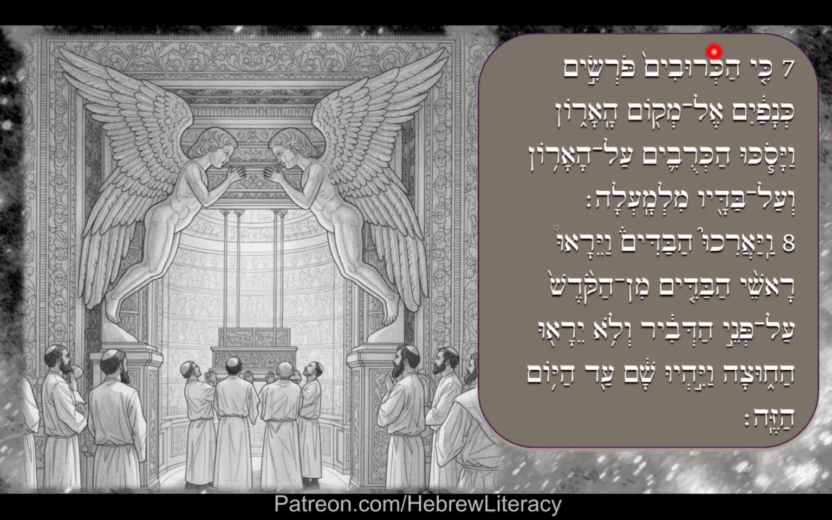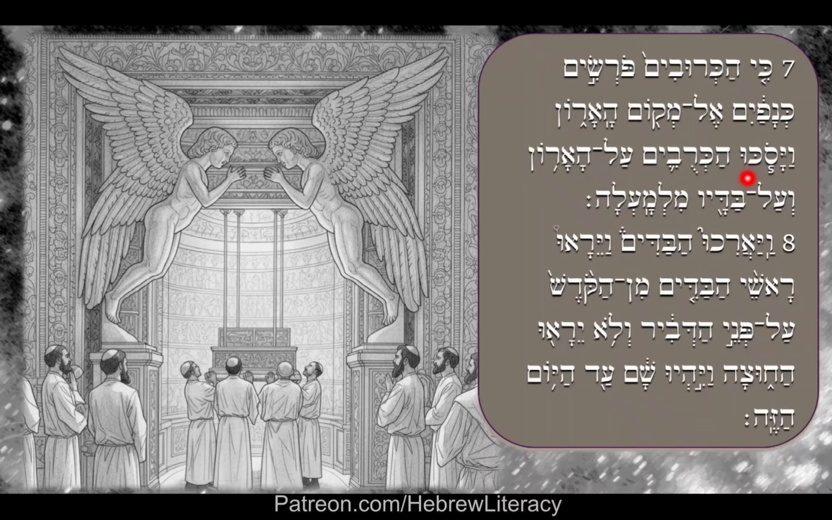7. Ki hakeruvim porshim kanfayim el da mekom ha'aron. Vayasoku hakeruvim al ha'aron ve'al badaiv milma'ala. Okay? Ki, for hakeruvim, the cherubs, porshim is like had stretched out, kanafayim, wings, el, unto mekom ha'aron, the place of the ark.